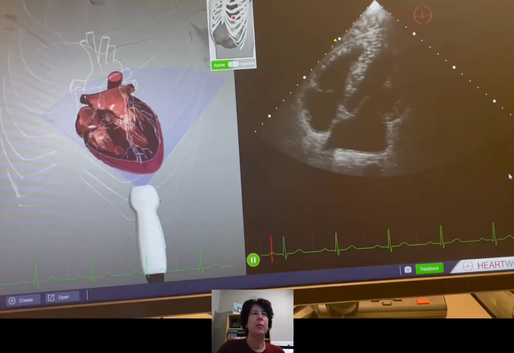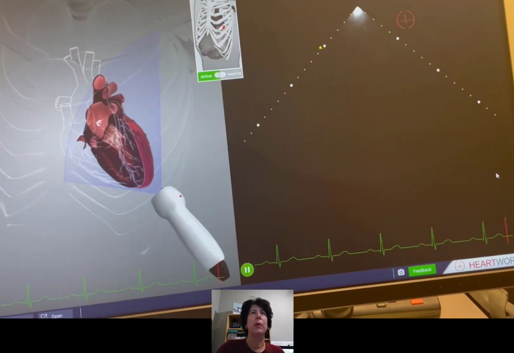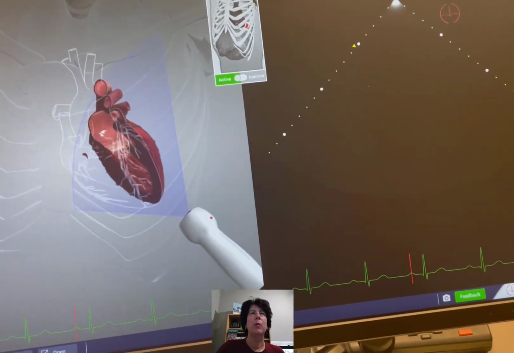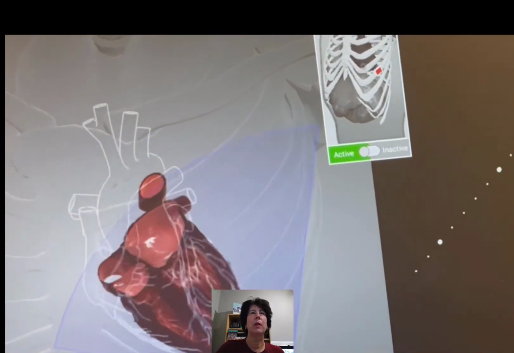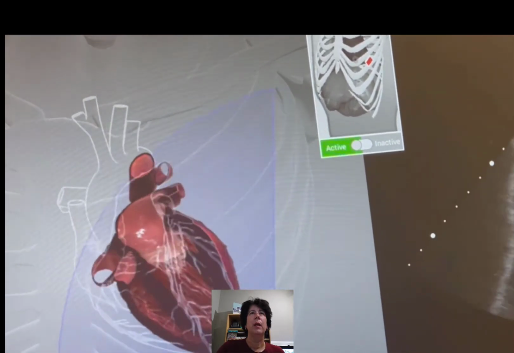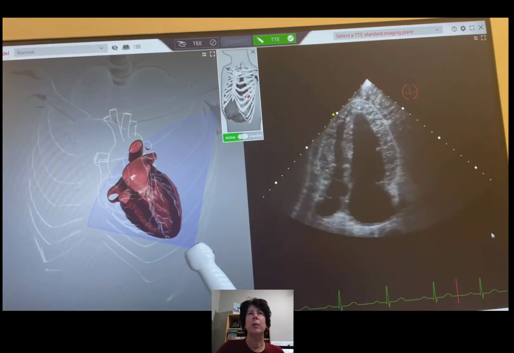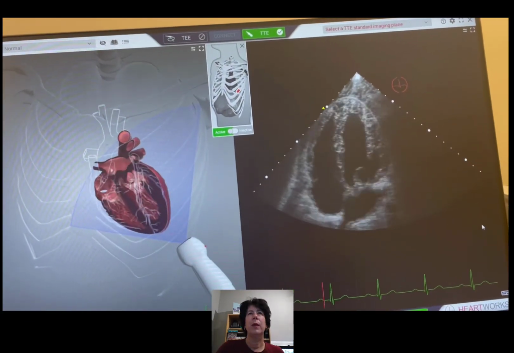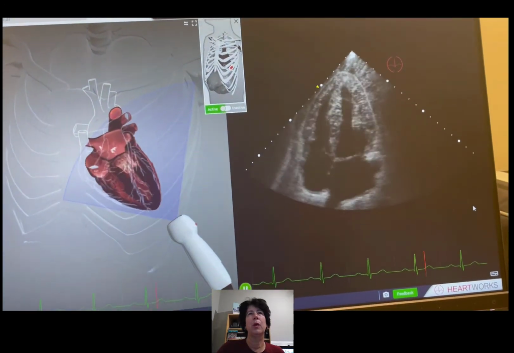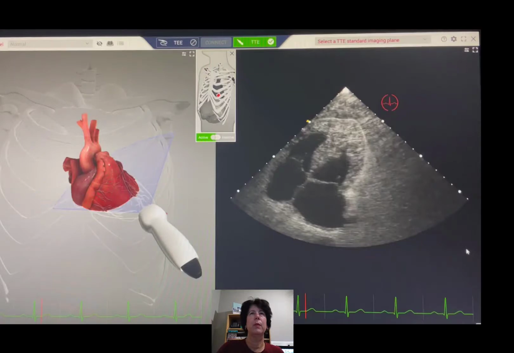So this would be somewhat what that would look like. You would lose contact. You'd move the probe more way over to this side, over here, and then your picture would come into view. So now you would just rotate the probe to open up those valves, and there is your apical four. No longer flat, but a nice vertical heart with perpendicular septum and LV focused.